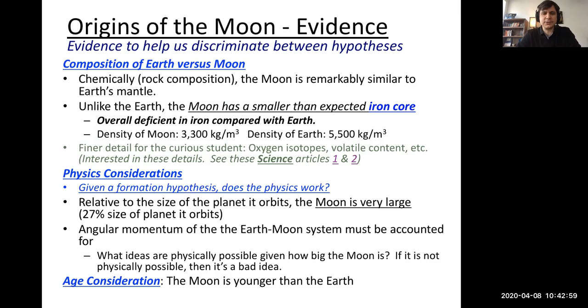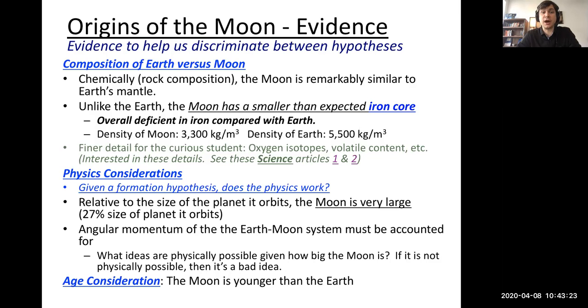And we'll start with the age consideration, a little bit of the details. So the moon is younger than the Earth. So this tells us that the moon formed after the Earth did. It's not younger by a whole lot, maybe about 100 million years or so, but it is younger than the Earth. So we need to form the Earth first, and then we're going to form the moon.